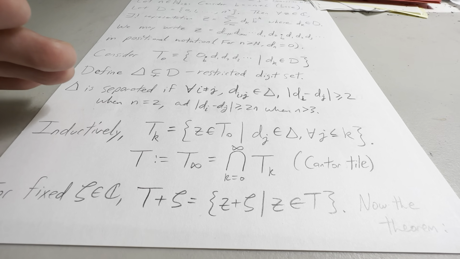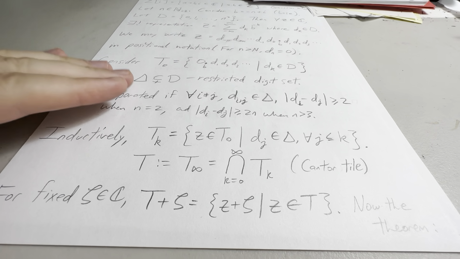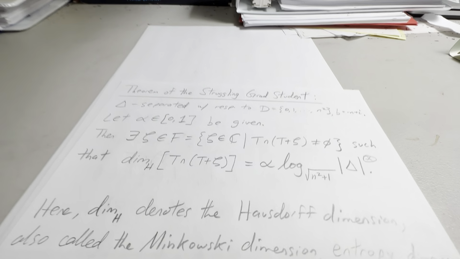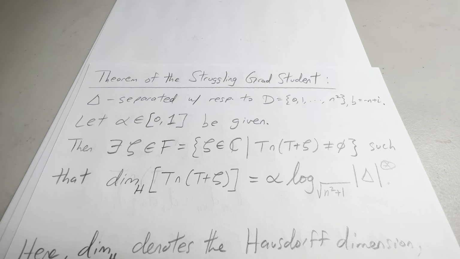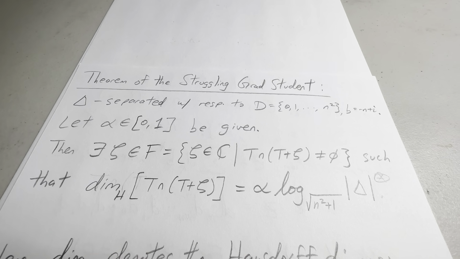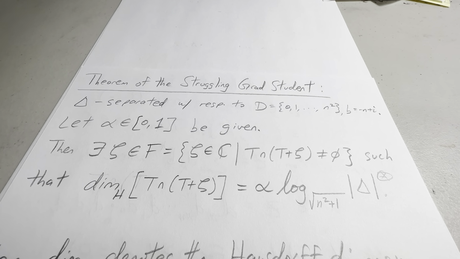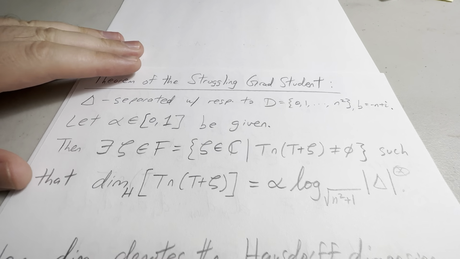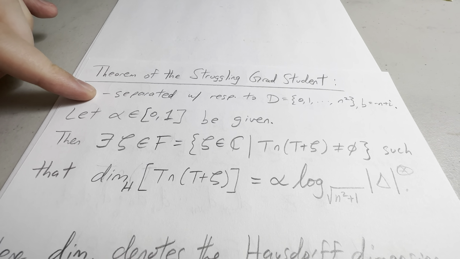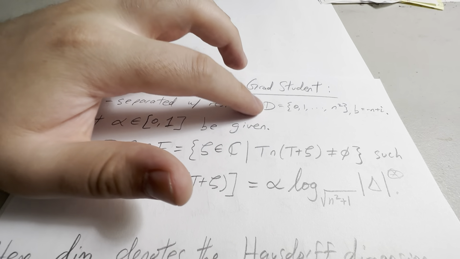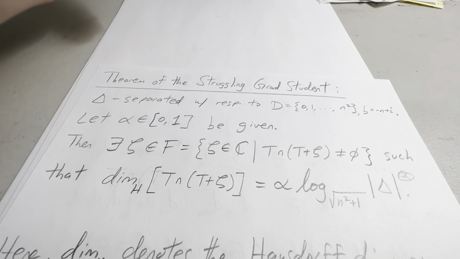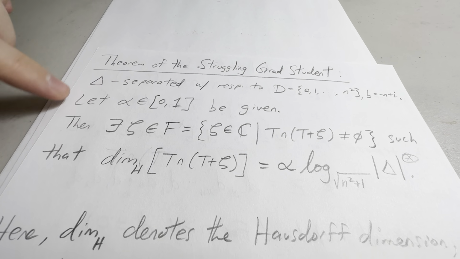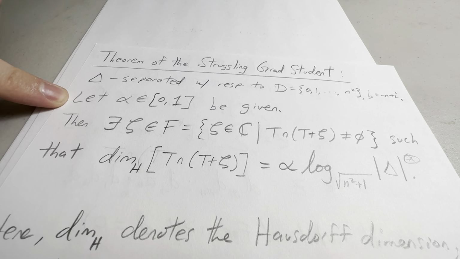Now, given all this information, we're able to state the theorem that was the primary result of my thesis. I call it the theorem of the struggling grad student. Obviously, I didn't call it that in the paper. I'm calling it that here now. So if you have a separated restricted digit set delta, with d given here, that's all familiar notation, you fix an alpha between 0 and 1.